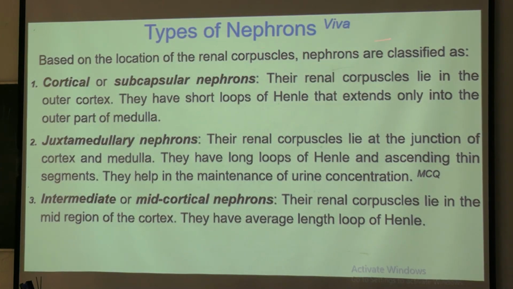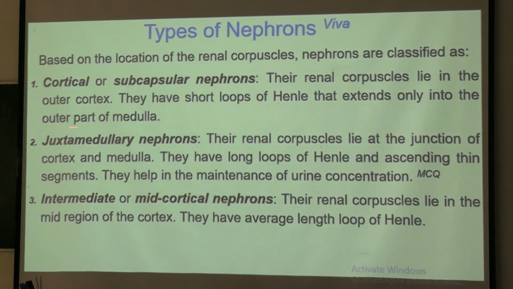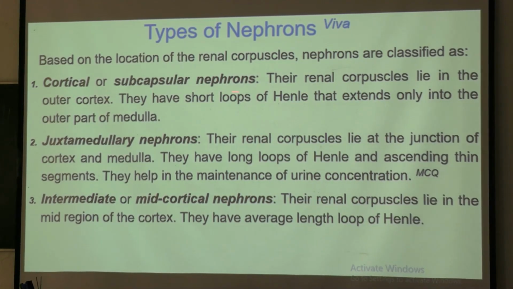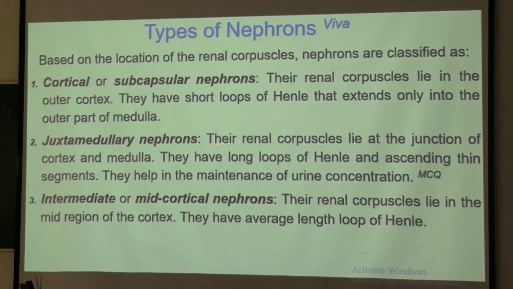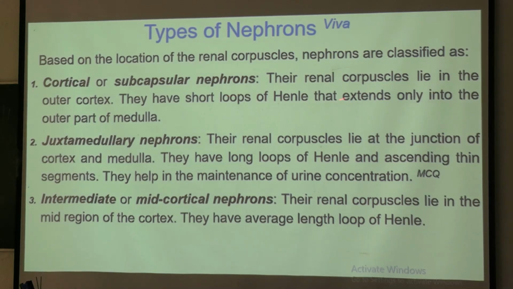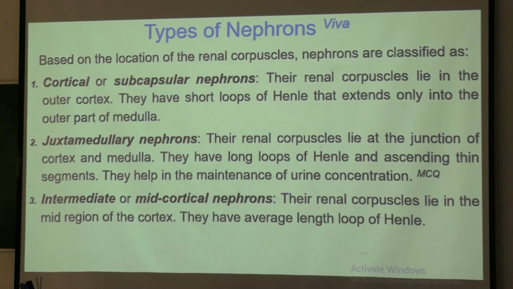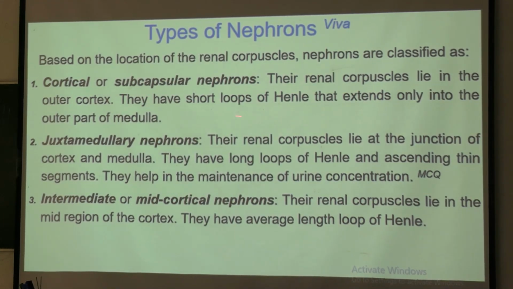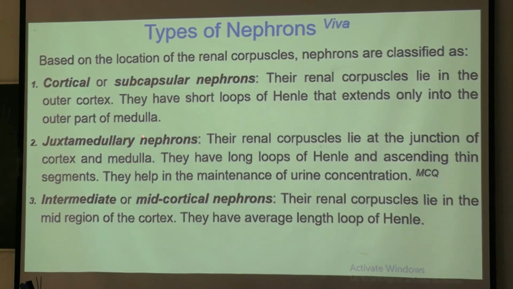So what are the types of nephron? Based on the location of renal corpuscles, nephrons are classified as cortical or subcapsular nephrons, juxtamedullary nephrons, and intermediate or mid-cortical nephrons. Cortical nephrons, the renal corpuscles lie in the outer cortex and they have short loops of Henle that extend only into the outer part of the medulla.